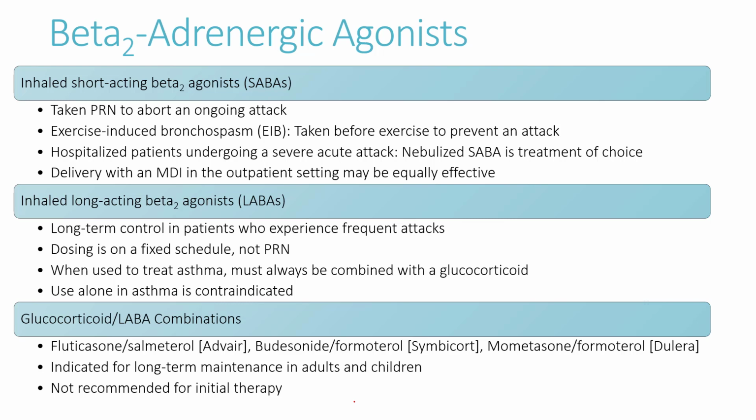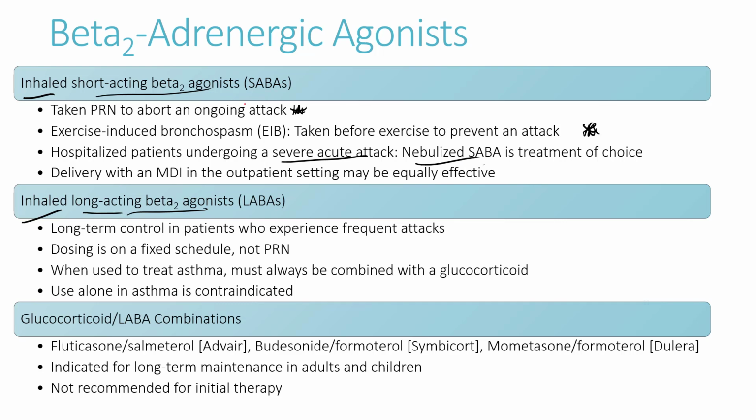So again, just to reiterate, you've got short-acting beta agonists that are inhaled and long-acting beta agonists that are also inhaled, right? And so this is the rationale for taking short-acting beta agonists to abort or stop an ongoing asthma attack, to prevent exercise-induced bronchospasm, and to stop a severe acute attack in its tracks when the person is hospitalized. Although when the person is hospitalized, it's usually via a nebulizer rather than a metered dose inhaler.